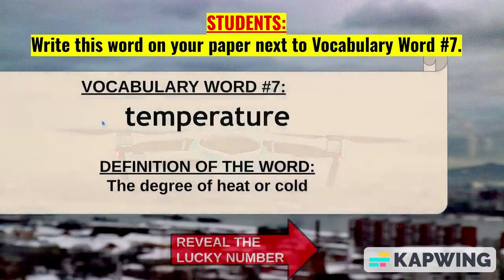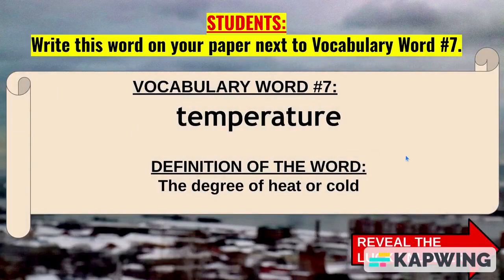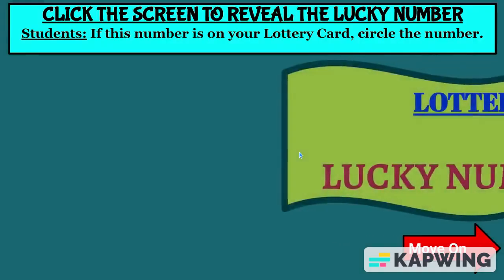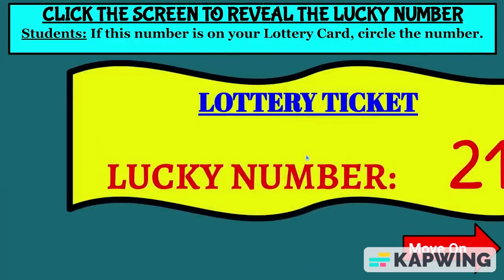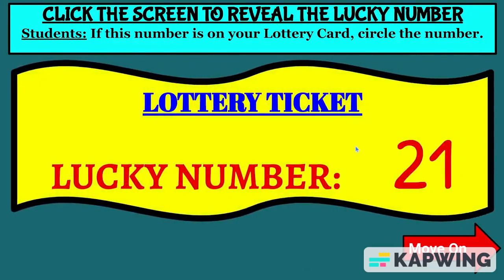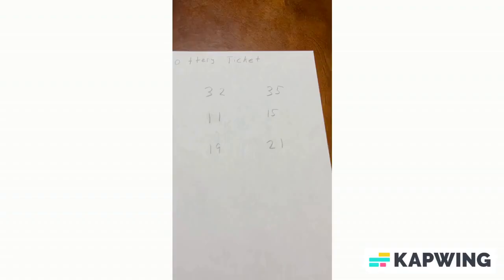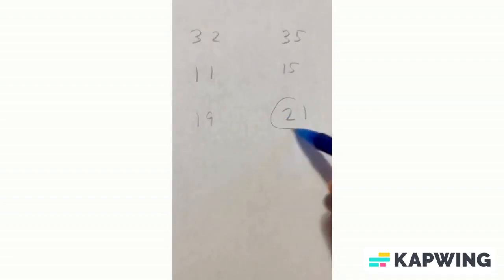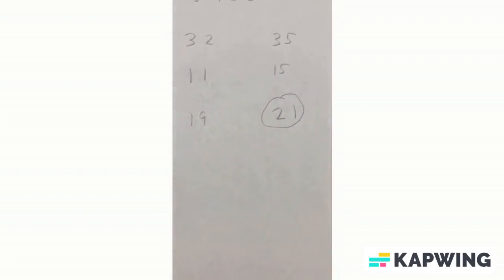Once all your students have written down the word, then comes the really fun part, because every word has a lucky number attached to it. When ready, click on the arrow on the bottom of the screen to reveal the lucky number. When the lucky number is revealed, tell your students to check their own lottery ticket and see if they have the number. If they do, they can circle it. For students, the goal of this game is to circle as many numbers as possible on their lottery ticket.